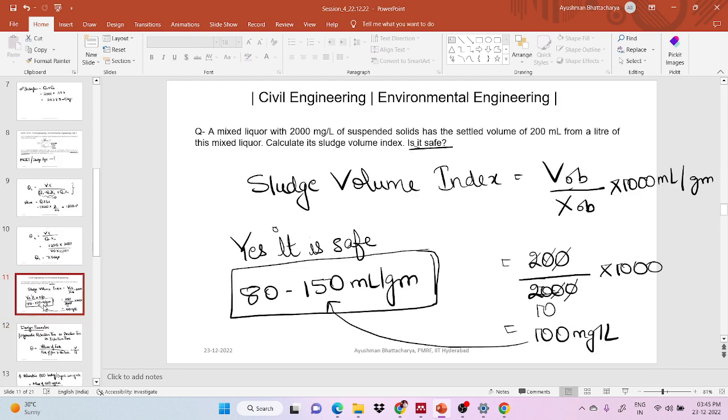In the second question, we calculated the sludge volume index, and at the end they asked whether it is safe or not. Using the formula V30 by MLSS into 1000 milliliter per gram, we got 100 milliliter per gram. Since it is within the safe limit of 80 to 150, we can say yes, it is safe.